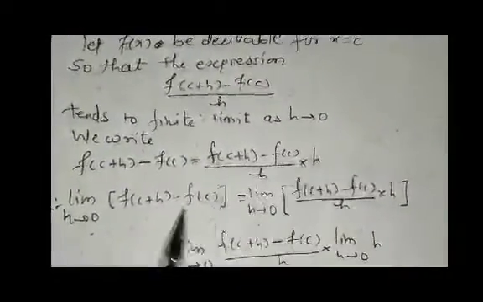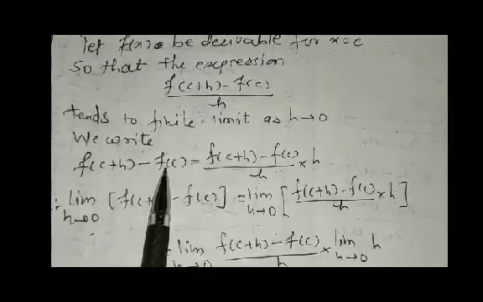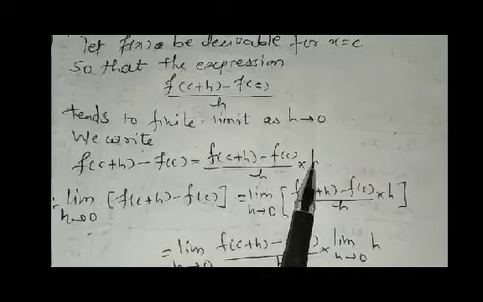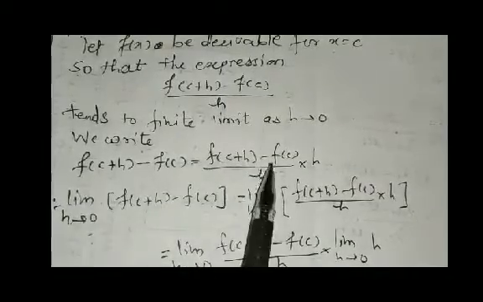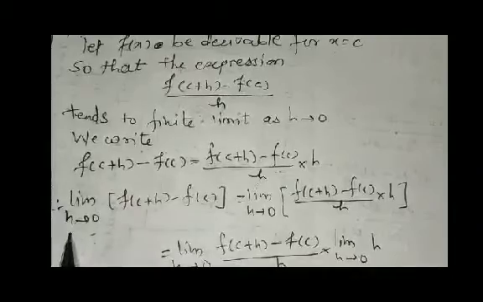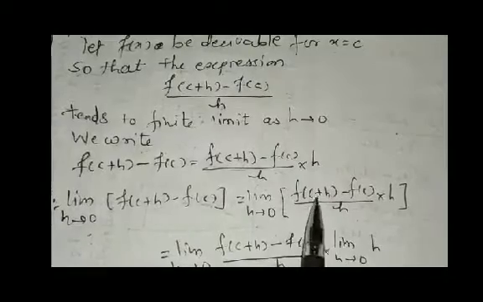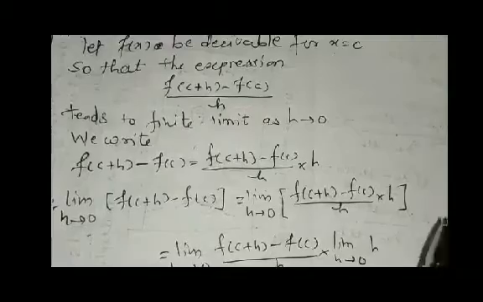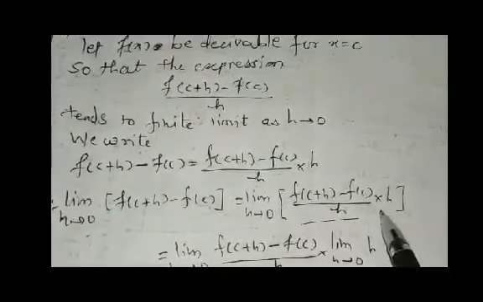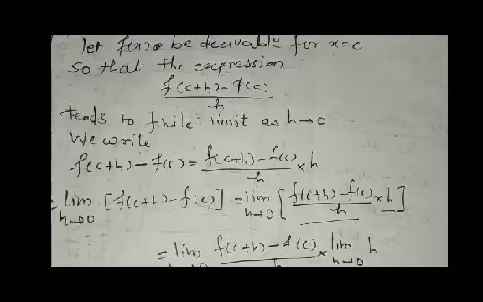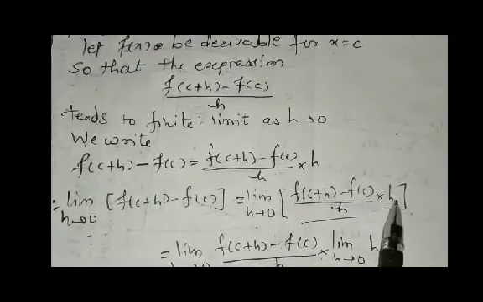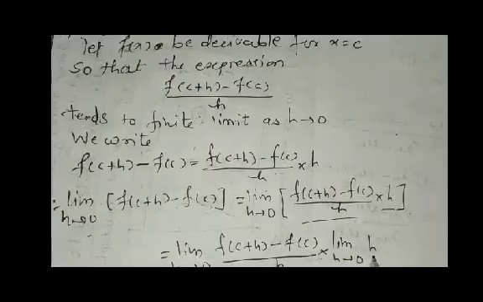f of c plus h minus f of c can be written as f of c plus h minus f of c divided by h, into h. Taking the limit on both sides as h tends to 0, the limit of f of c plus h minus f of c equals the limit of f of c plus h minus f of c divided by h, into h. Separating the limits, this is the limit as h tends to 0 of f of c plus h minus f of c divided by h, into the limit as h tends to 0 of h.